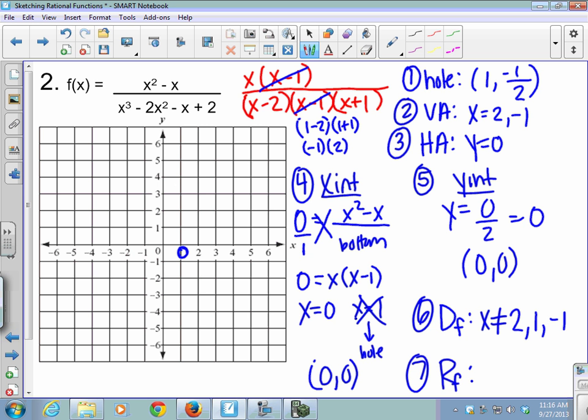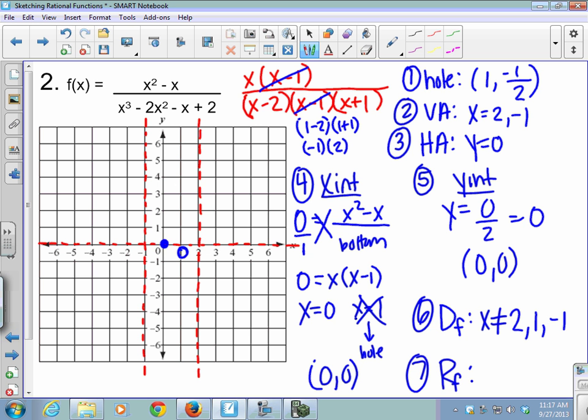Now the vertical asymptotes are going to be at 2 and negative 1. So at negative 1 right here, I'm going to have a dotted line. At 2, I'm going to have a dotted line. And then my horizontal asymptote is at y equals 0, so that's going to be right here along the x-axis. Now my x-intercept and y-intercept are 0, 0, so those are the same point. That's going to go right there.